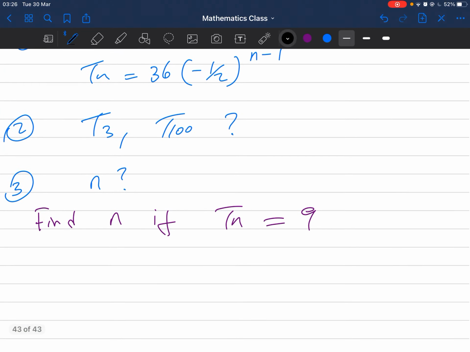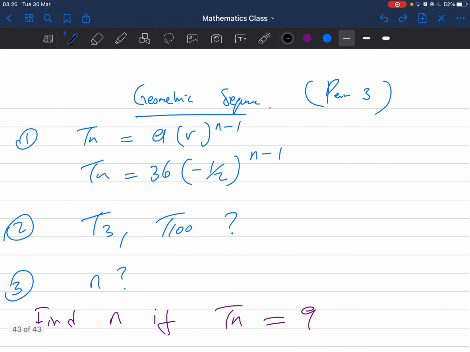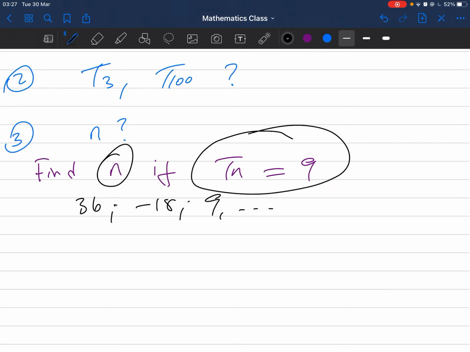So you're going to use the same sequence that you had in your previous video. The sequence was, let me just go back and check, 36, negative 18, 9. I mean, you can already see the answer of n, but I'll share that with you when we are done calculating it formally. But you can already see the answer in the sequence here. So let's calculate n.